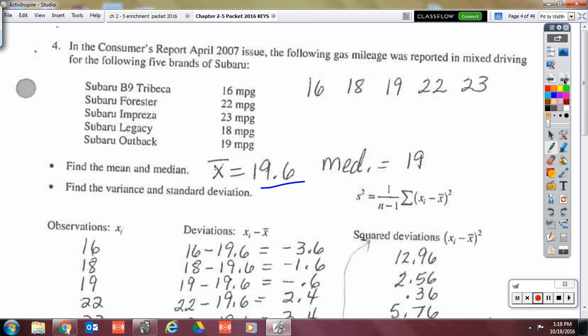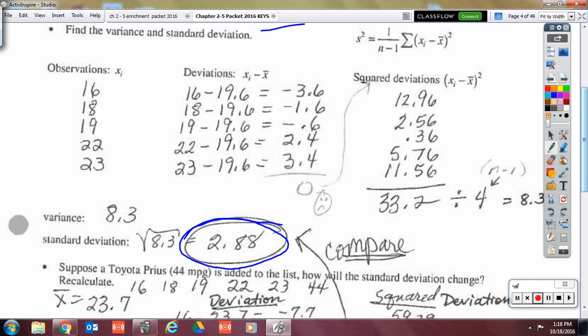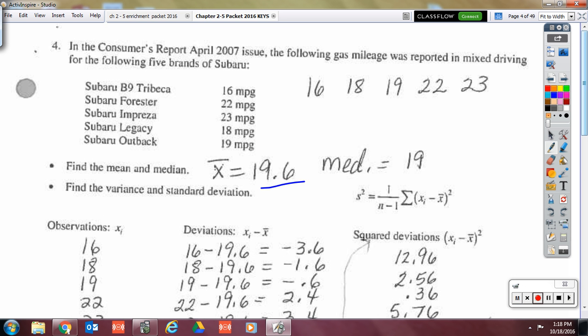So now let's take a look at how an outlier affects this standard deviation of 2.88. We're going to figure out the standard deviation all over again with an added vehicle that got 44 miles per gallon. Look at these ones up here. These are getting 16, 22, 23, 18, and 19. And now we're going to add a 44 into the mix. Does 44 seem to match with the other vehicles? No, it's an outlier. So we're going to see how that outlier affects standard deviation.